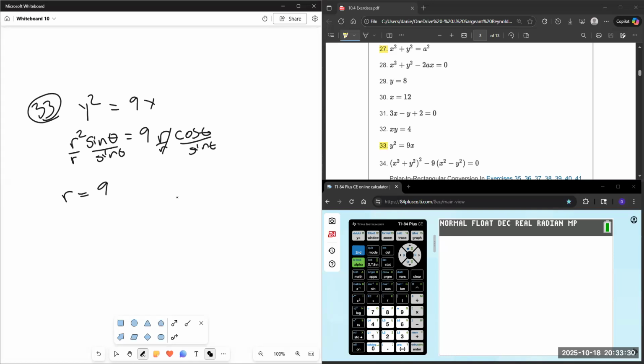Cosine over sine squared. So this is going to be 9 cosecant theta cotangent theta, right? Yes. So what would that look like?